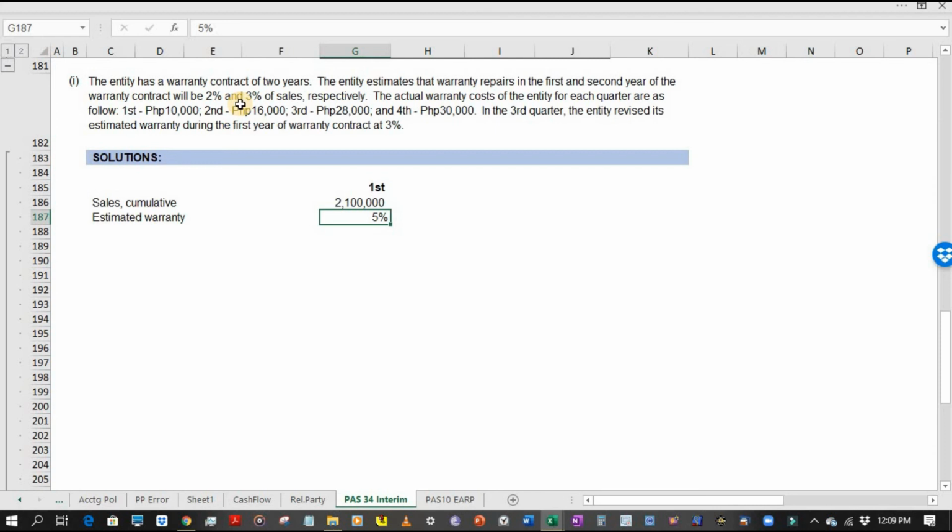So it means out of 2.1 million pesos, the expected warranty expense or the expected warranty cost that will be paid by the entity is 105,000 pesos. So this is the warranty expense.